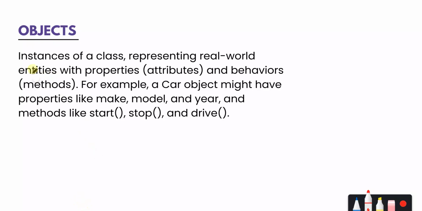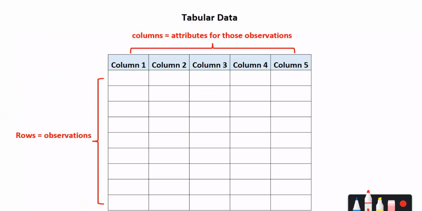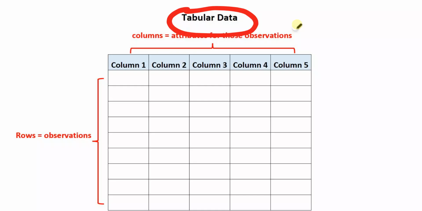Objects is any particular entity. I think we can understand it better. For example, you have designed a table. This is an Excel sheet which you have designed to get student data, and these are the attributes. For example, this is the attribute which shows the name, this is the attribute which shows the roll number, this is the attribute which shows the semester, this shows the department, and so on.